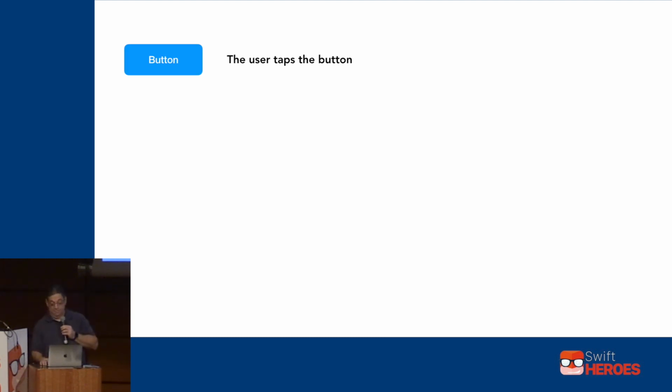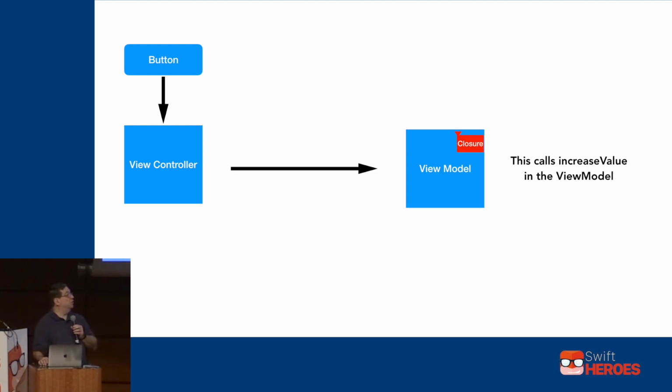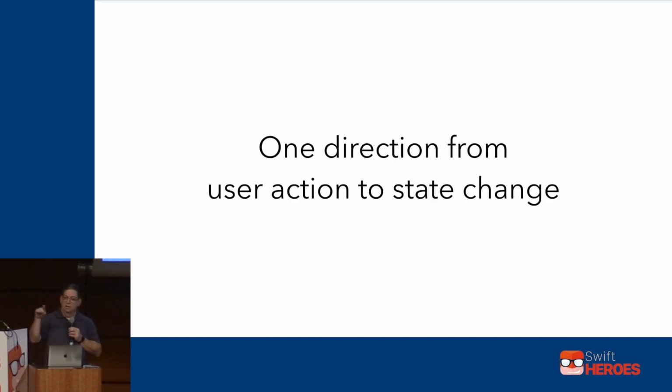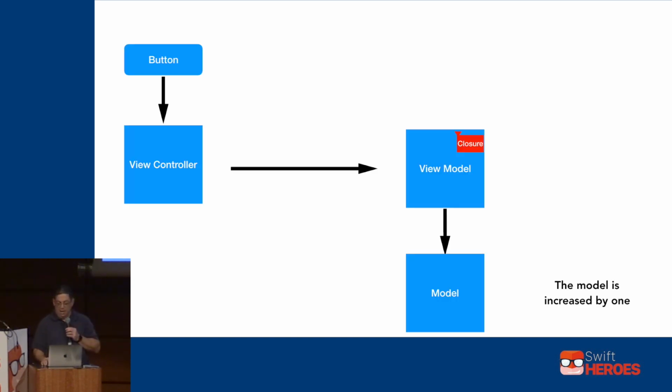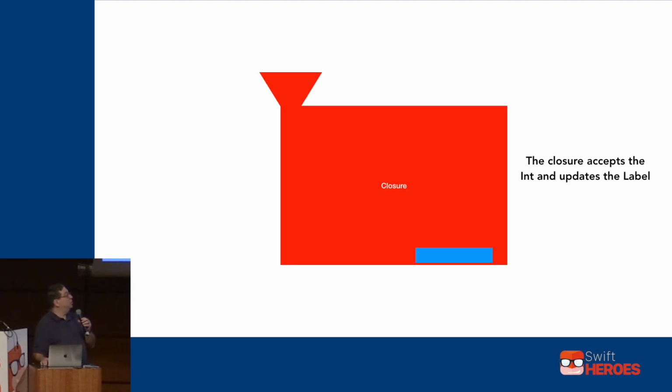The user taps the button. This fires the action in the view controller. This call increases the model's value because I called increaseValue in the view model. So the view model says to the model, hey, increase your value by 1. And this is this single direction flow of state. Everything is going in one direction. And so the model is increased by 1. And then the view model says, ooh, didSet. I notice that the model has changed, so it's time for me to call the closure. And when I call the closure, inside of it has a link back to the label, and it can update the display. So this single path.